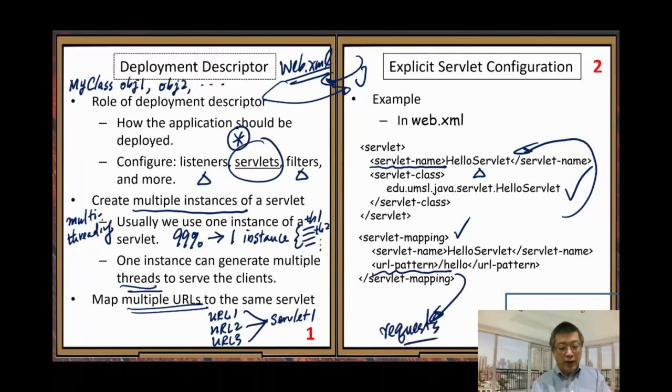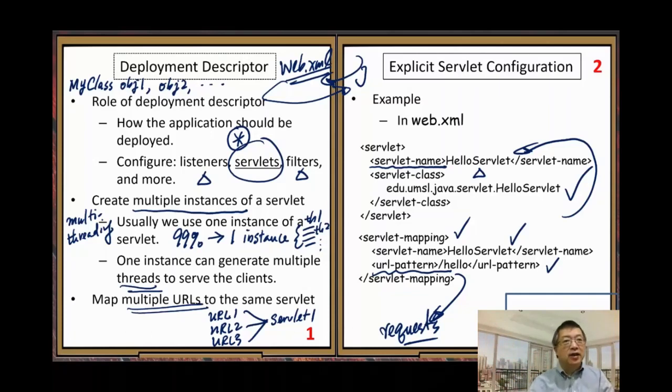How do you configure this inside a servlet-mapping element? You refer to your servlet by its name, HelloServlet. Then you specify the URL pattern /hello. That's your URL. Then they are connected. That's all you need to do for explicit configuration. Save, and we are ready.